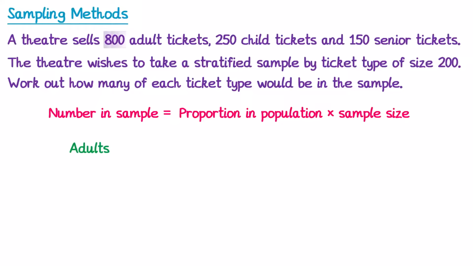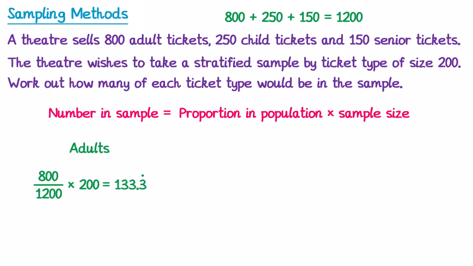So if we look at the population, you can see we had 800 adult tickets. To write this as a proportion, we need to know the total number of tickets. So if we add together all of the tickets, we have 800 plus 250 plus 150, which is 1,200. So the proportion of adult tickets in the population is 800 over 1,200. Then we just multiply this by the sample size, which is actually given in the question. It says it's 200. You can type this into a calculator and you get 133.3 recurring.